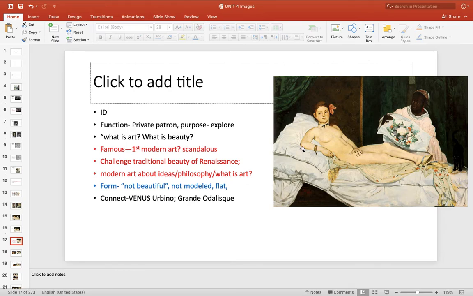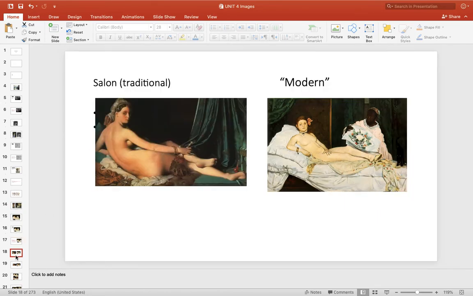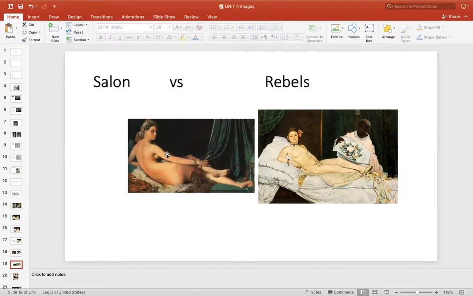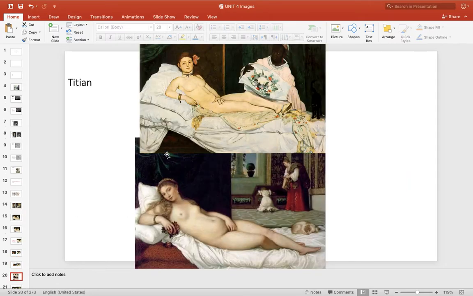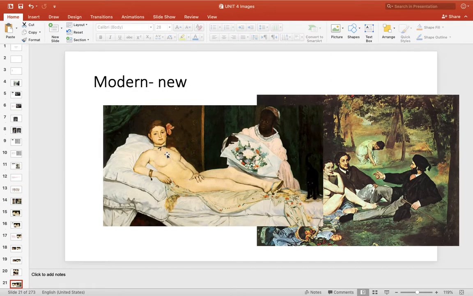This one here, what is art? What is beauty? Form, not beautiful, not modeled, flat, cut out. She looked like a cadaver. Connection, Grand Odalisque. This is the tradition of the female nude. Salon versus the rebels. And there's Titian. Okay, and the modern is the new.